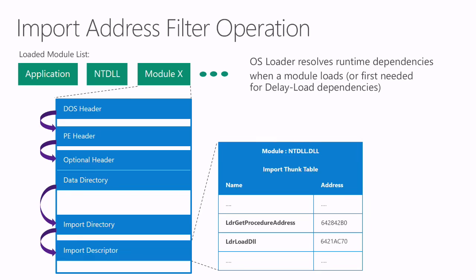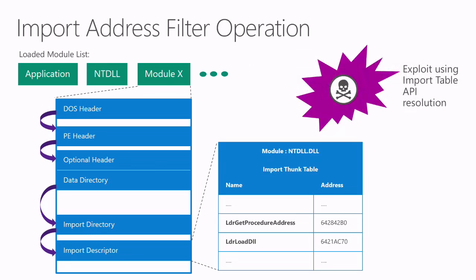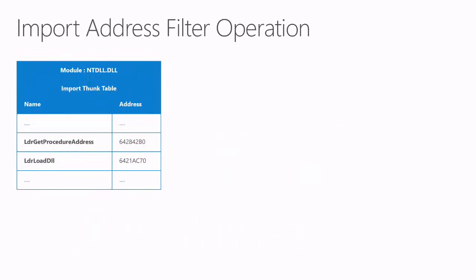Looking at this, it's not immediately obvious how you would block this, how you would have a mitigation to protect it. So when the attacker is looking at the import table, they're directly finding these bound import address entries. How can we break that?